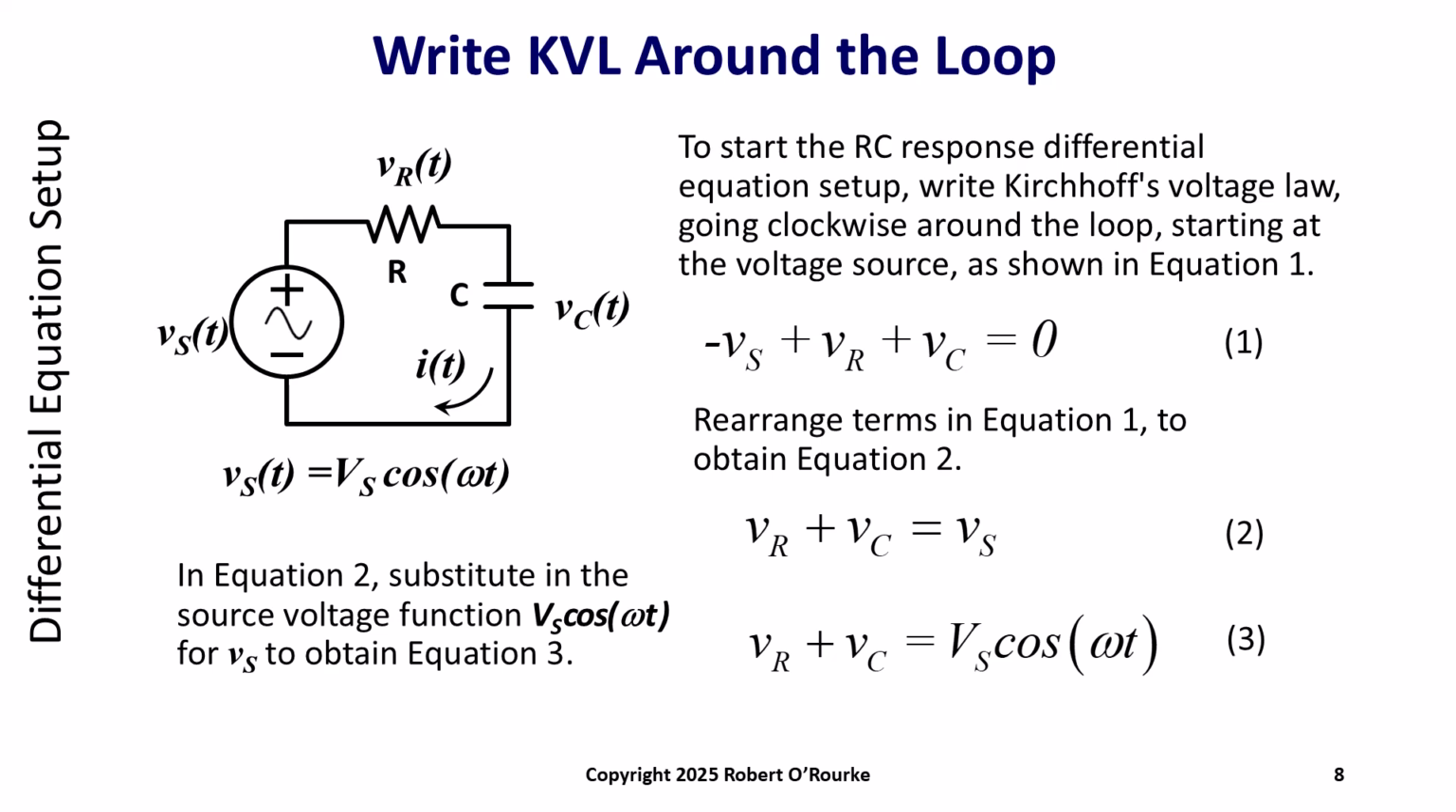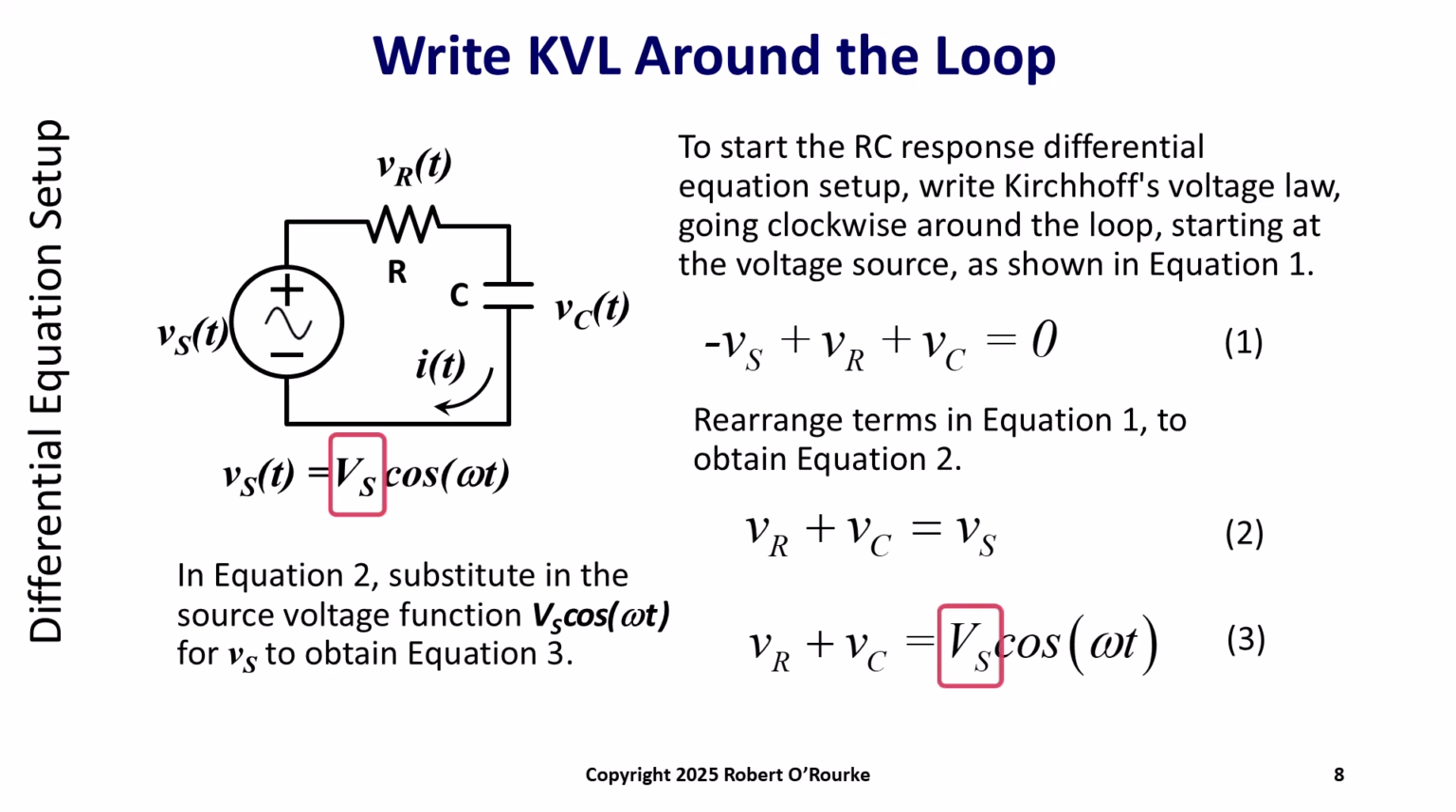The first step in the analysis of this RC low-pass filter circuit is to write Kirchhoff's voltage law around the loop, starting at the voltage source represented by V sub s in the schematic. Summing the voltages around the loop clockwise gives us equation 1. Move the source term V sub s to the right side in equation 2. Then, in equation 3, insert the cosine function for V sub s of t.